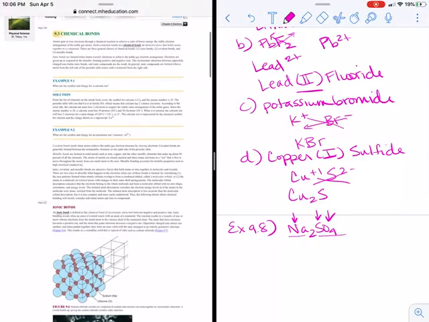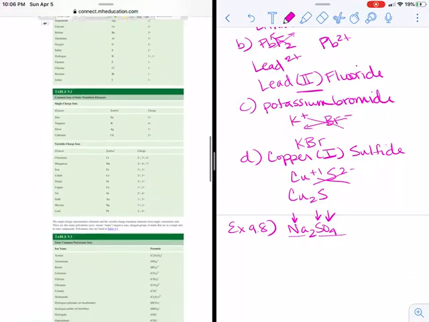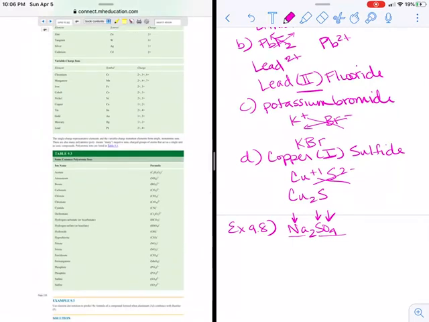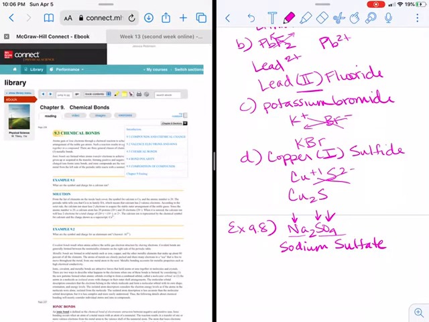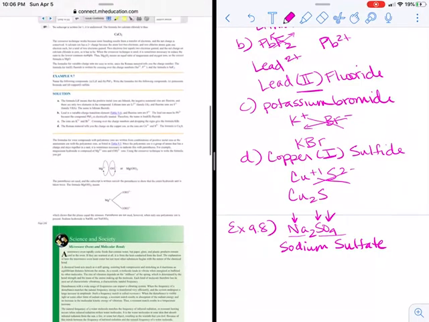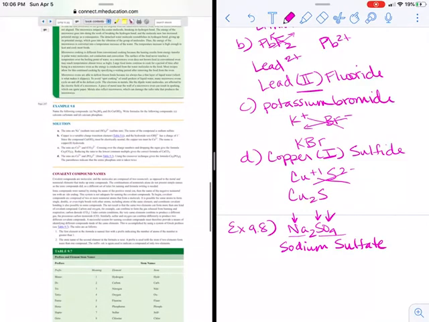Okay. So if we go back to this chemical bond section and you go down to table 9.3, you can see that there is an SO4 way down at the bottom. That's sulfate. So this is just sodium sulfate. So when it has a polyatomic ion, you literally just name whatever the metal is, and then you just name whatever the polyatomic ion is. All right, so we got to go back again to our example.